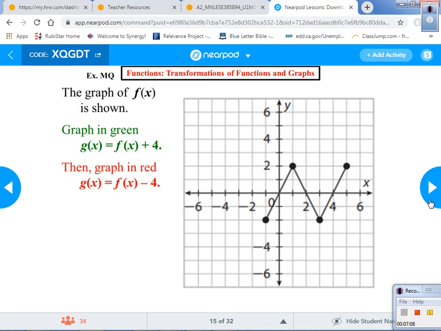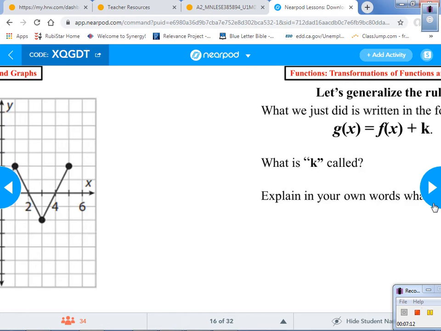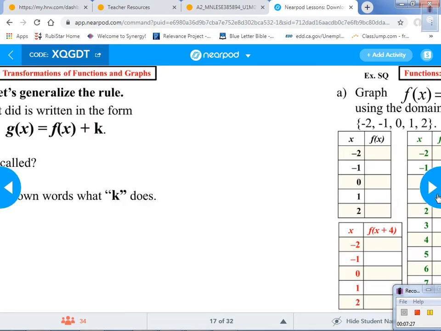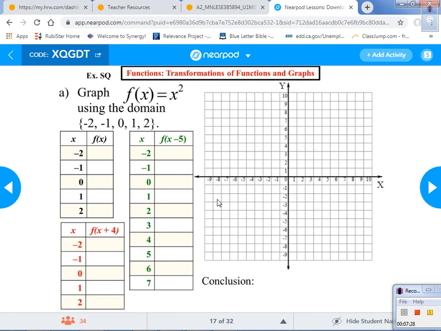Okay? So, from there, I had you do one of these to make sure that you got it. Remember that? Yes? From there, I said it gives us the general rule of g of x equals f of x plus k, where k now tells us to go what, everyone? Up or down. Okay? And what's the name of k again? Parameter. Very good, because it changes the function. Then we went to this.